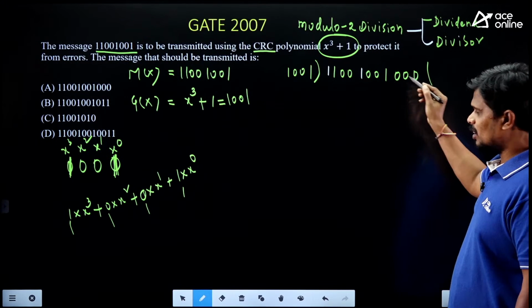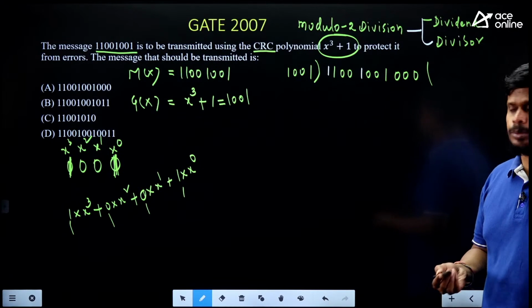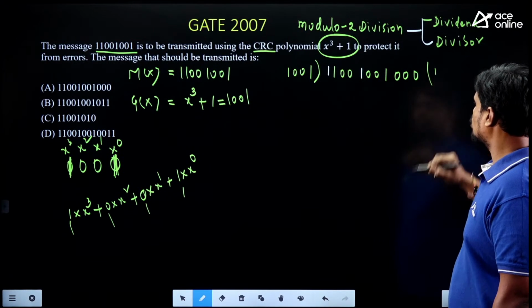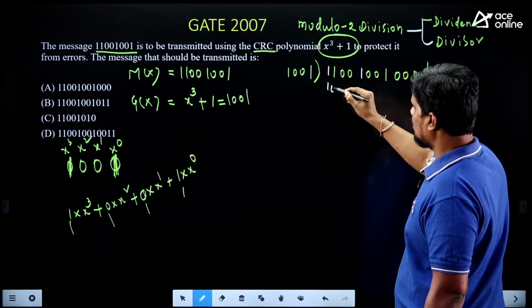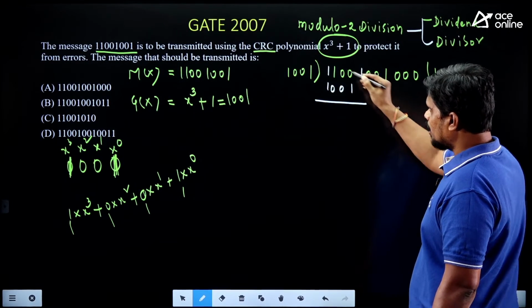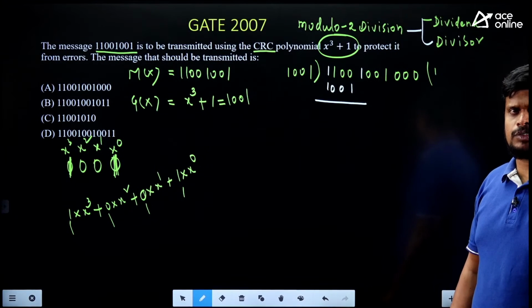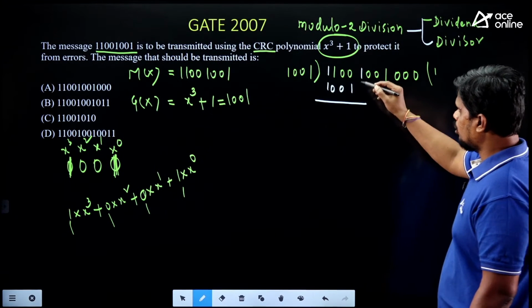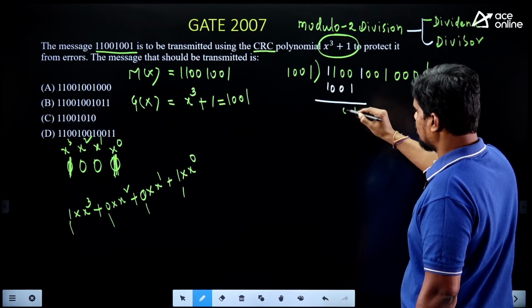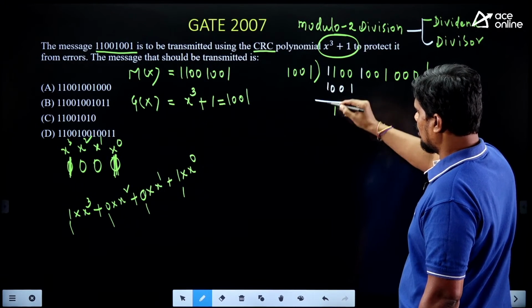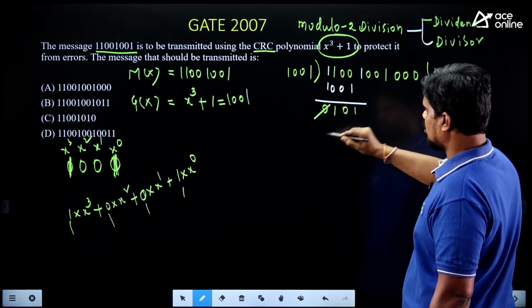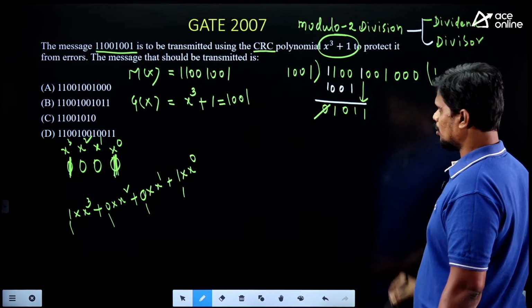Modular 2 division technique always concentrates on the MSB bit. So in my M of X, what is the MSB bit? 1, so the quotient is 1. 1 into 1001 is 1001. In between these two, normally we perform subtraction, but here we are performing the XOR operation. So the result is 0 1 0 1 1 1 0. This 0 gets cancelled, and this 1 we bring down to here.